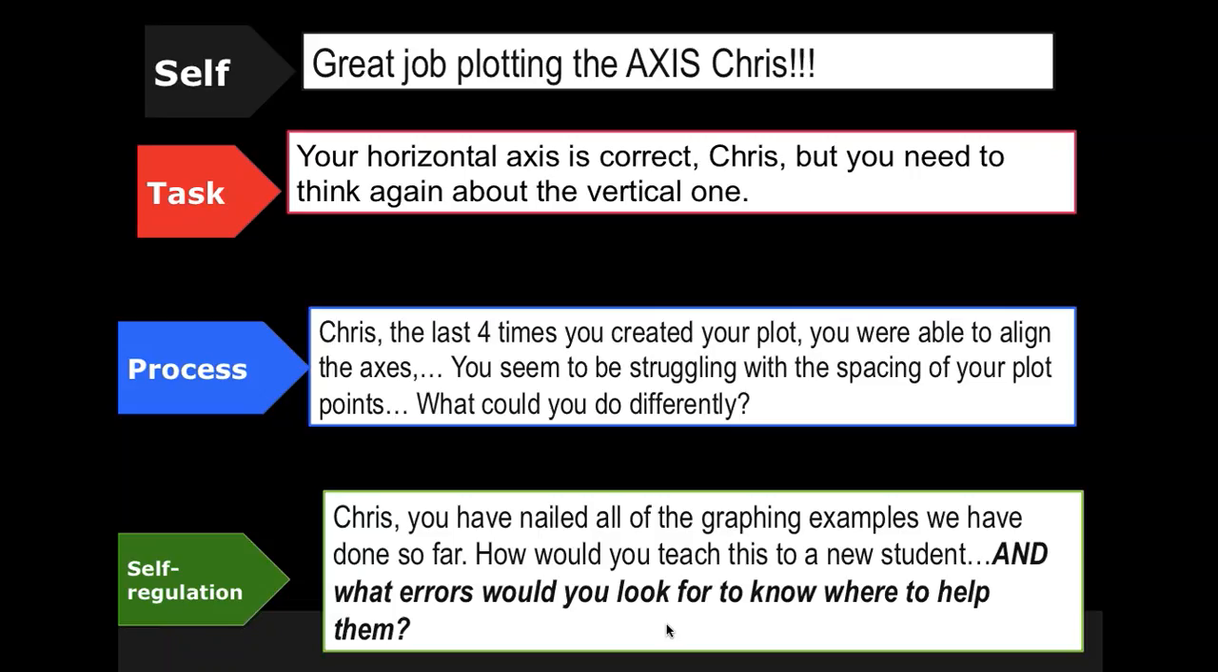Self-regulation. Not only have you nailed it, but I want you to help someone else. What errors would you look for? So what I'm highlighting is if you're proficient in this skill, you should be working with someone else and not doing it for them, but looking for errors in their learning.